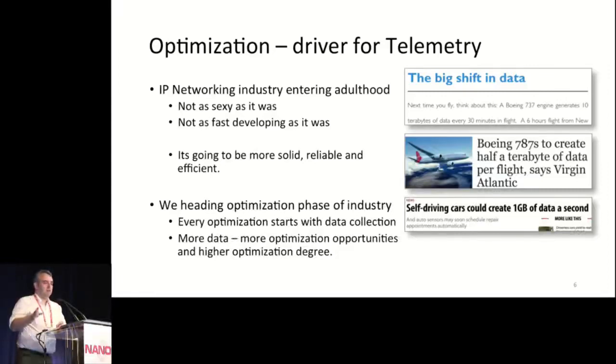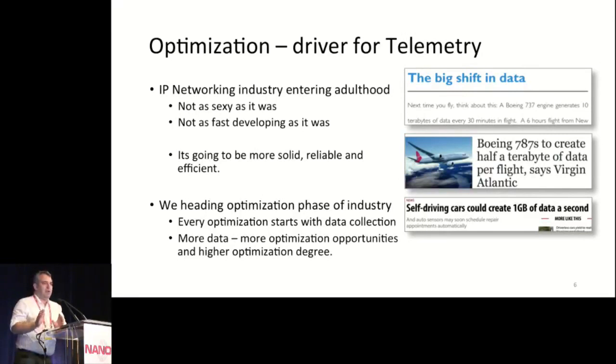The network industry is not as sexy as it was when I started in '95, '96. It's not developing that fast in terms of new technologies. We don't have another protocol every 2 years, as in the early 2000s. But expectations rise. The expectation for the network is to be more solid, reliable, efficient. So I see that the networking industry, as an industry, is entering the optimization phase.